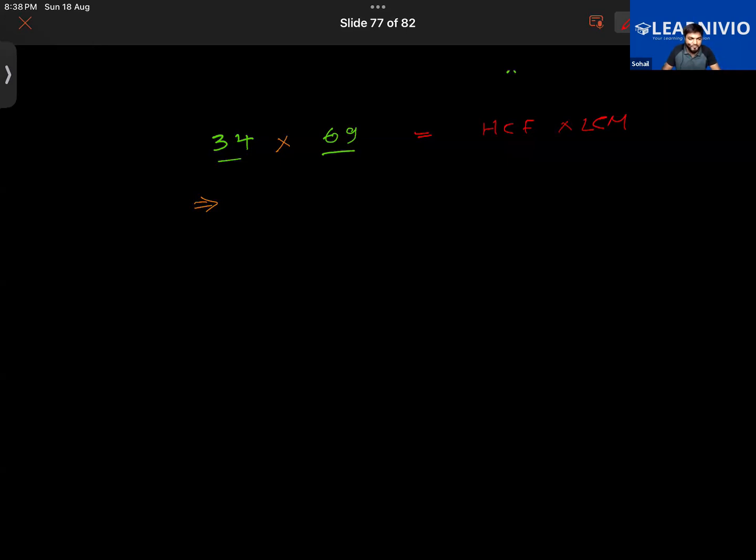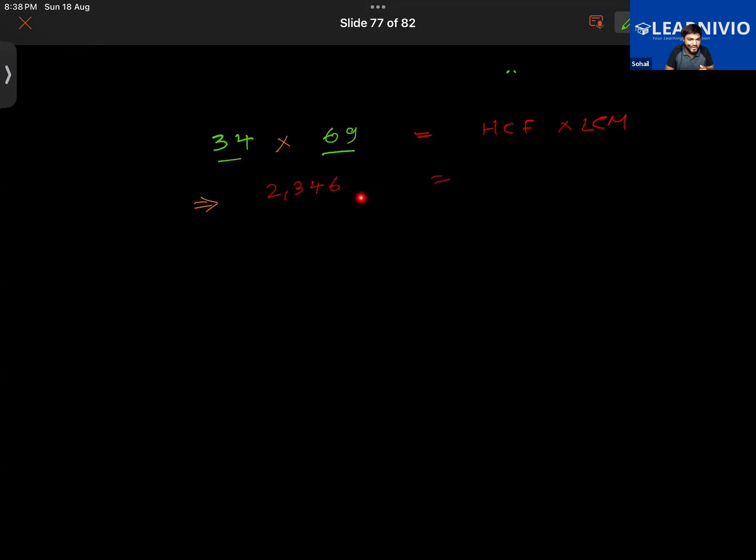Is that not clear to you? No, not getting it. Okay, let us first of all find the product of 69 and 34. Let us multiply these two numbers. Upon multiplication of 69 and 34, the value we should be getting is 2346. Now let us find out what their LCM and HCF is. Normally, if the question asks you to find the product of HCF and LCM, by rule, I know I am going to get the same value.